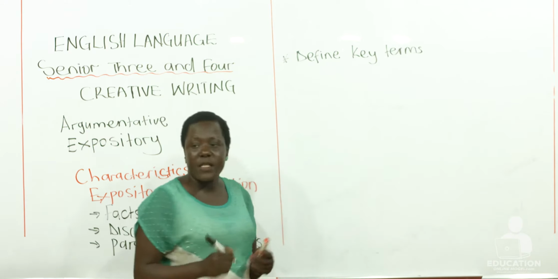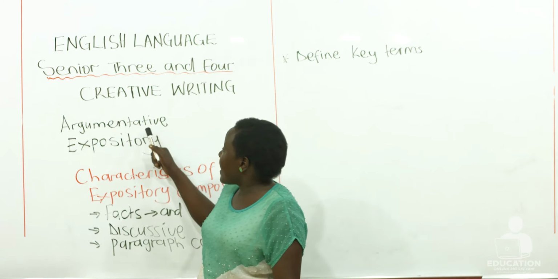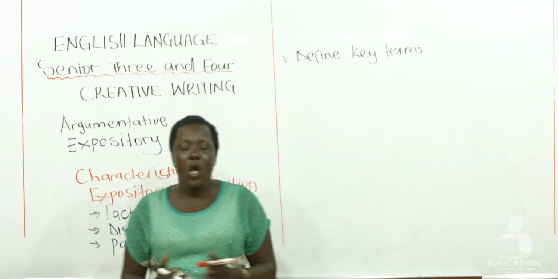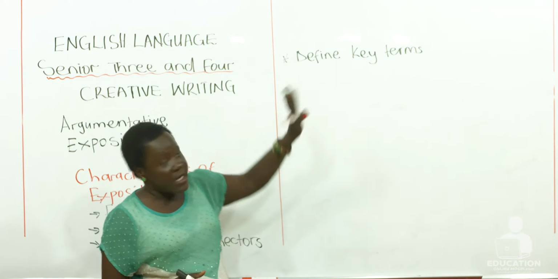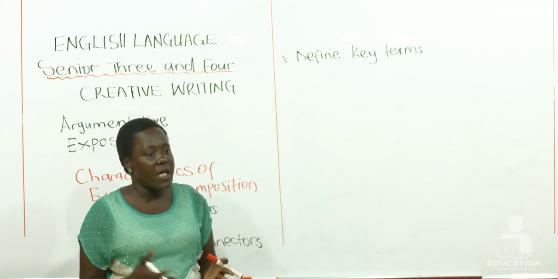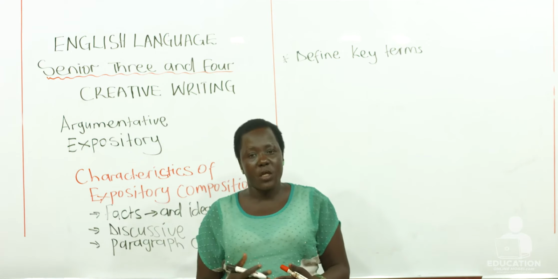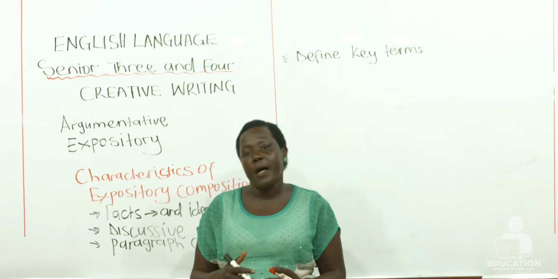Even in argumentative composition, you are always asked to define the key terms to make your composition look better than a narration. So in this case, after the definition of key terms, that's when you can now go on to write your composition in paragraphs, in sequence, from one idea to the other.